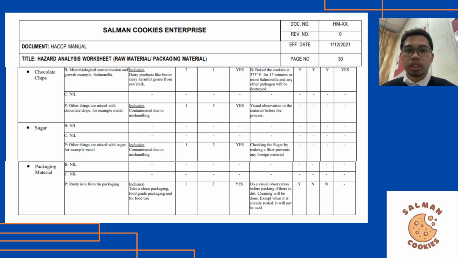Next, we go to the sugar. Sugar can be contaminated by physical contact, such as metal. So we must do a regular check for this item. And the next item is our packaging. It can be contaminated with rusty packaging, and it can make the quality lower. To fix that, we use high quality packaging and do a check.